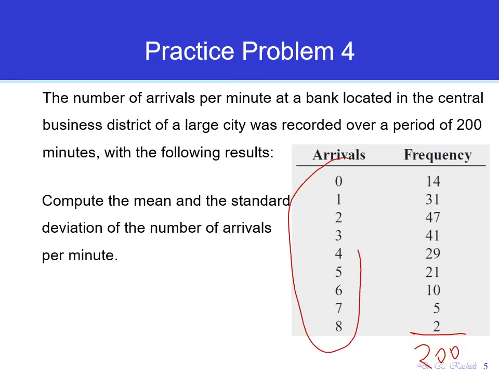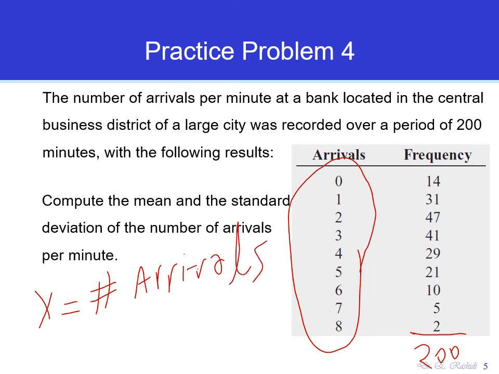These are the values of x, and x, the random variable here, by the way, is the number of arrivals. So we need to find the probability of these arrivals instead of frequency, so we need to replace these with the probabilities. How can we actually find the probability? For example, what is the probability of getting 0 arrivals knowing that its frequency is 14? That's easy. That's just 14 divided by 200, right?